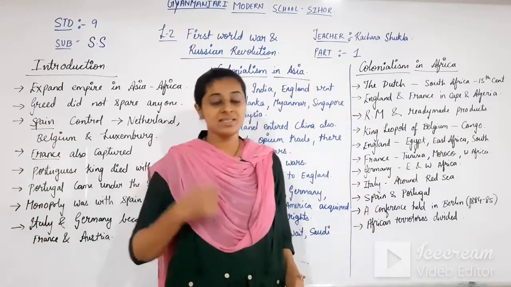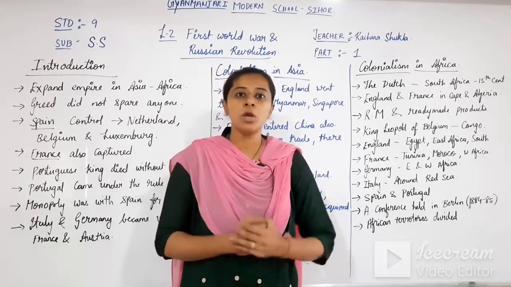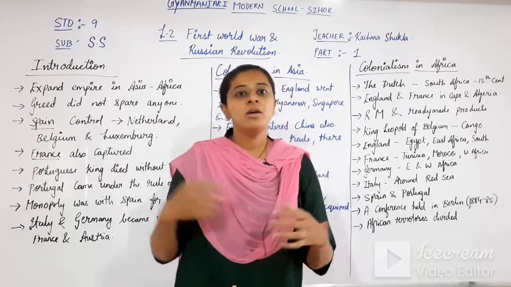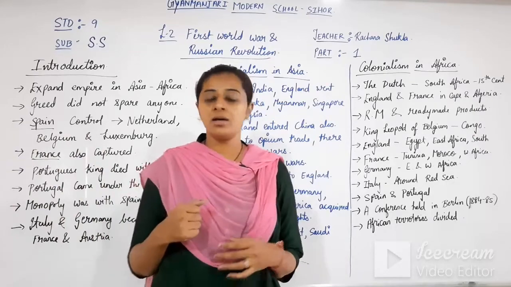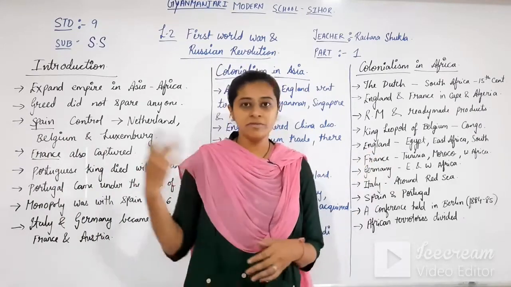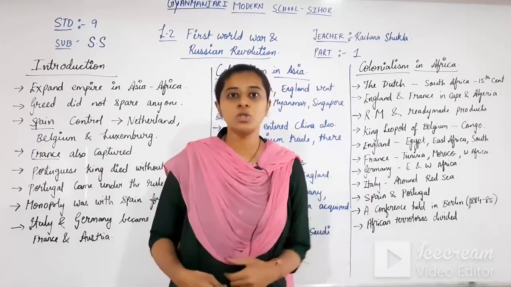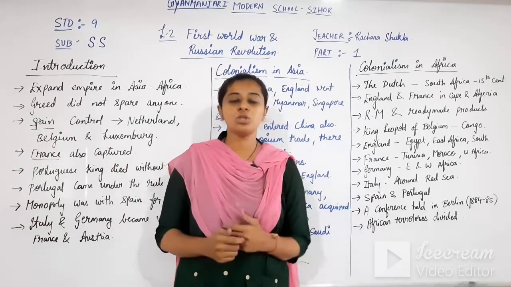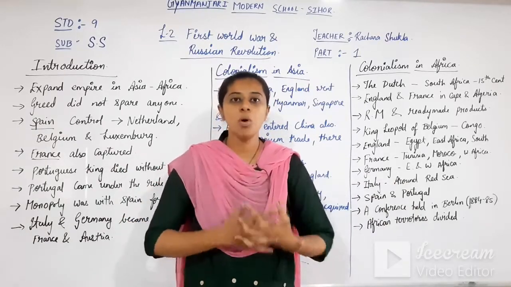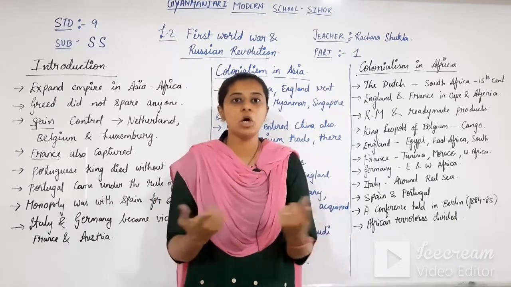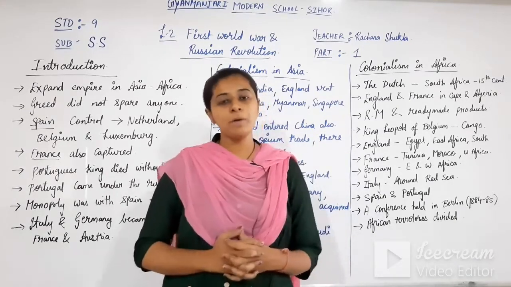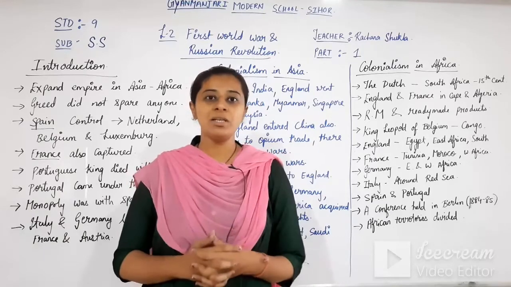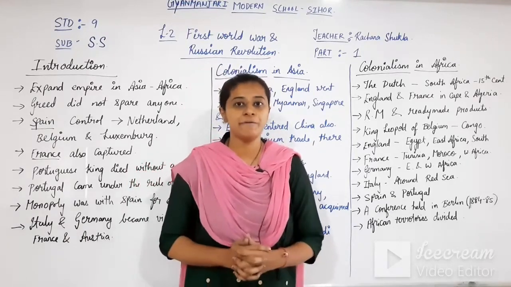Then came France. Yes, there was competition among the European countries: England went to Africa, then France will also go. After that, Spain will also go. Then Belgium will also go. So in that way, there was inner competition between the European countries to establish their rule in Asian and African countries.